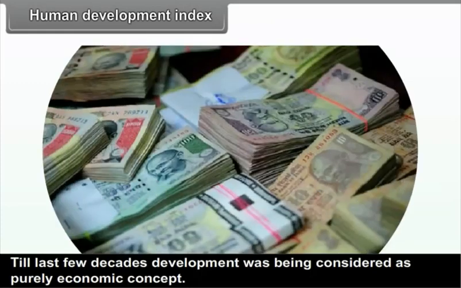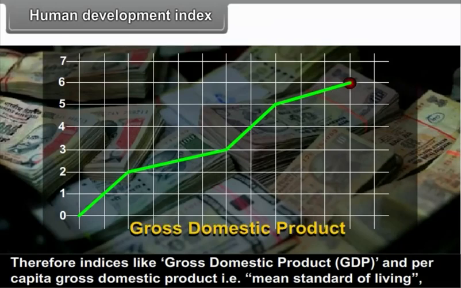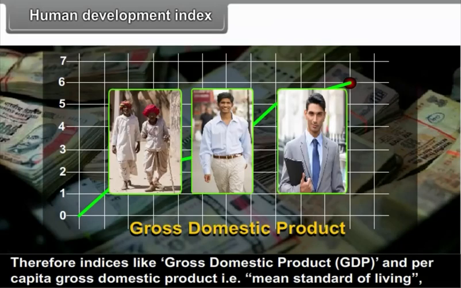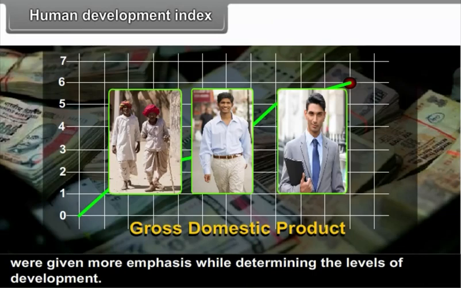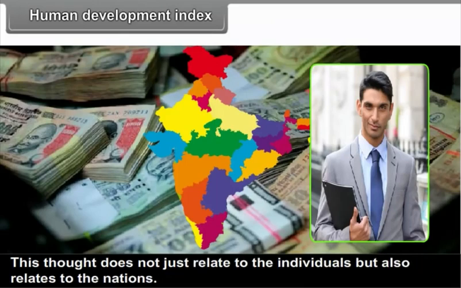8.3 Human Development Index. Till the last few decades, development was being considered a purely economic concept. Therefore, indices like Gross Domestic Product (GDP) and Per Capita Gross Domestic Product, that is, mean standard of living, were given more emphasis while determining the levels of development. The thought that just economic prosperity does not mean development has now been well accepted. This thought relates not only to individuals but also to nations.